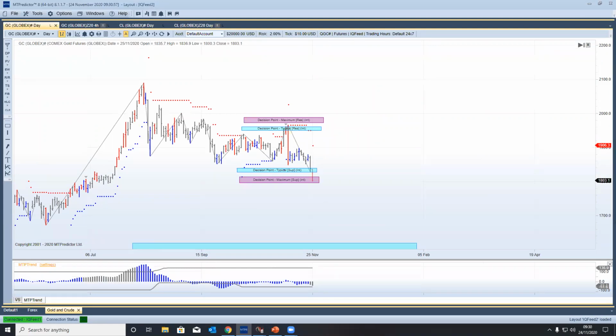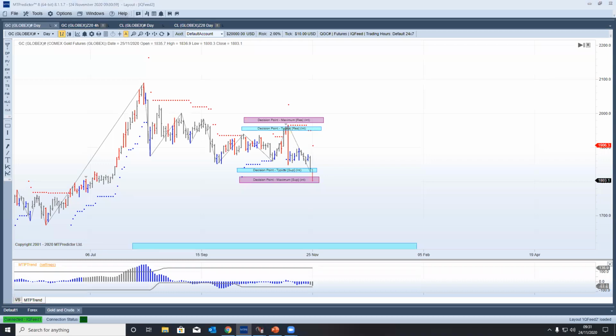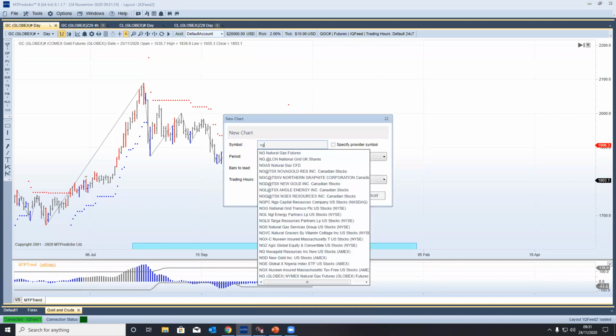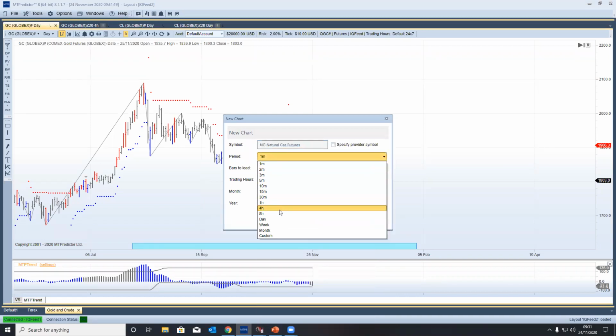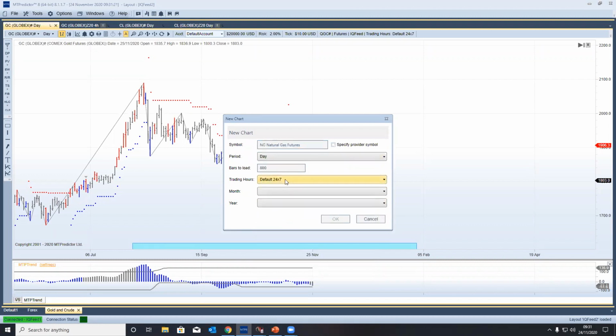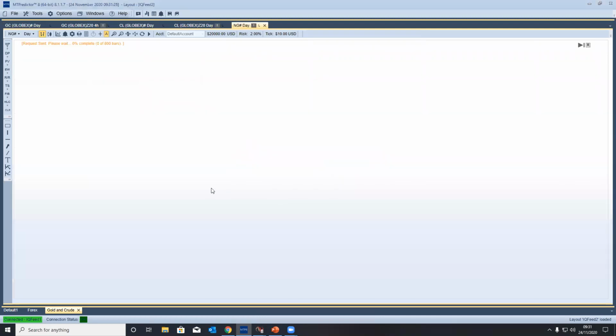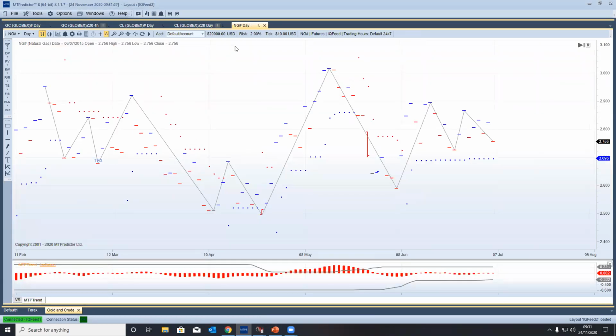Right, so any other questions coming in? I don't tend to look at natural gas myself. I don't even know what the code is for natural gas. Is that the one we're looking at for natural gas? I don't tend to follow natural gas myself. No, that's not.